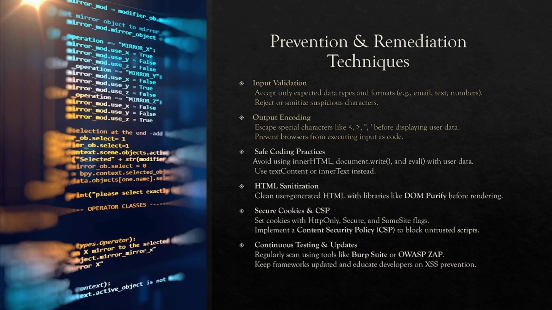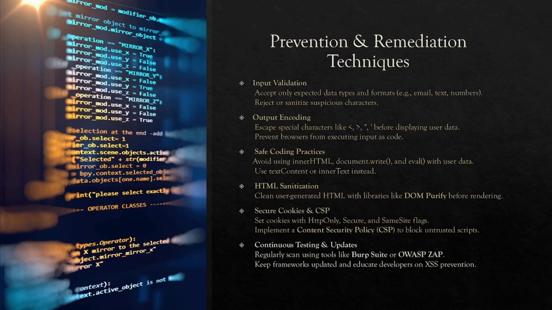Next are safe coding practices. Avoid dangerous functions like innerHTML, document.write, or even eval when working with user data. Instead, use safer alternatives like textContent or even innerText, which display data as plain text rather than code. Next is HTML sanitization. A great example is DOMPurify, which cleans and removes malicious tags or attributes before rendering them.